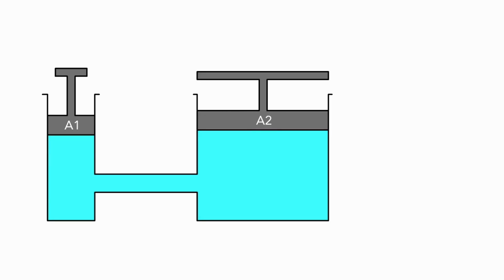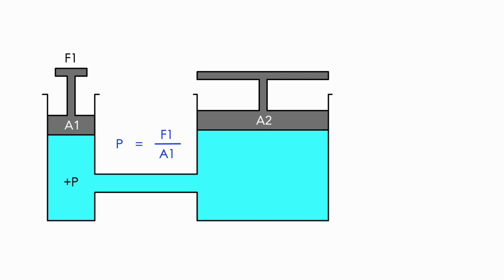A typical hydraulic machine consists of 2 containers of different sizes connected to each other. The entire set of containers is filled with an incompressible fluid such as water or oil. A piston of cross-sectional area A1 is fitted upon the smaller container and a piston of cross-sectional area A2 is fitted upon the larger container. When a force F1 acts upon the smaller piston, the pressure in the set of containers increases. This increase in pressure would be equal to F1 upon A1.